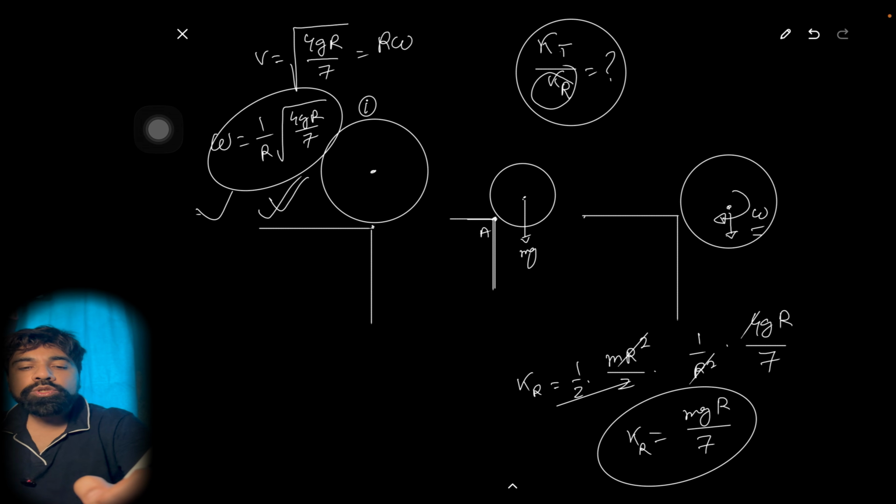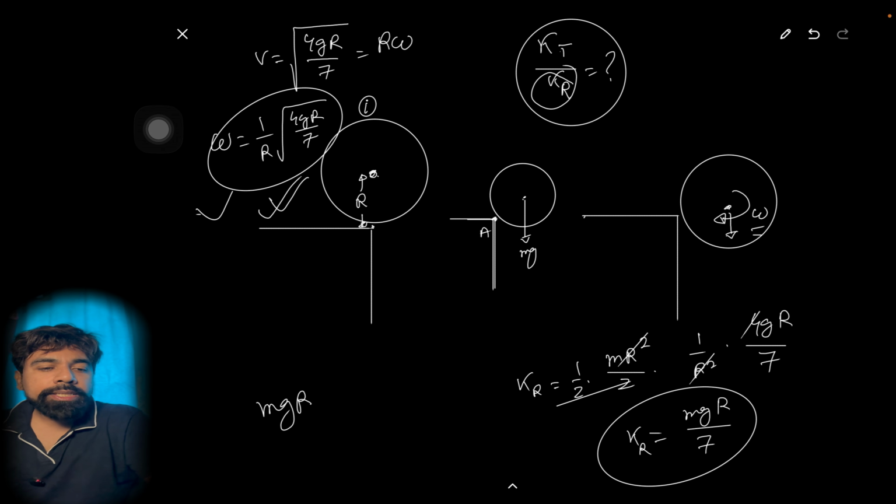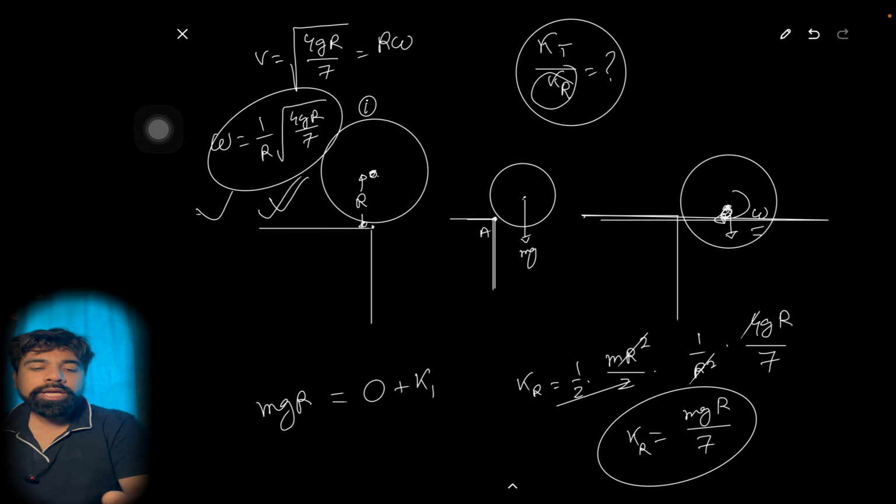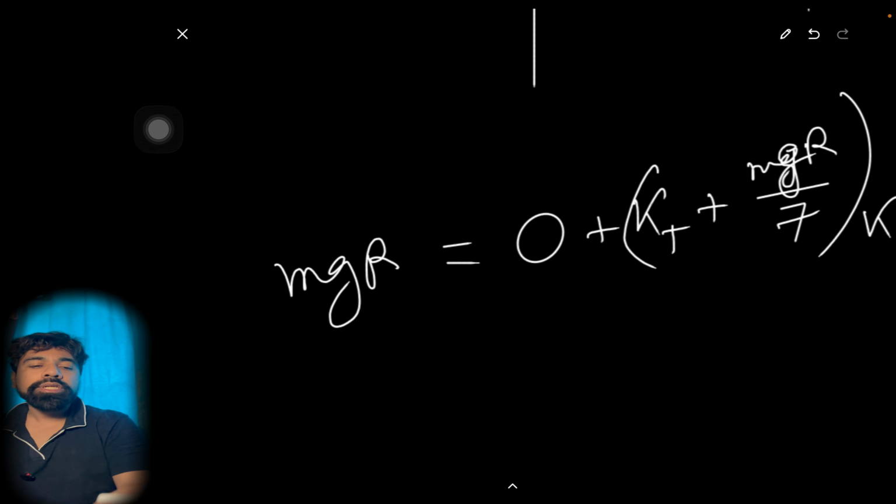So, what was the total energy when the cylinder was initially at rest? It was only mgR, because the center of mass was at a height capital R from the reference level. Now, when it has come here, the center of mass is on the same reference level, it has come to the horizontal level. So, what will be its potential energy? It is going to be 0. What will be the translational kinetic energy? I have no idea, but it will have a rotational kinetic energy, and its value is mgr by 7. So, translational plus rotational, whose value is mgr by 7, this summation must be equal to mgR. So, what is the value of the translational kinetic energy?